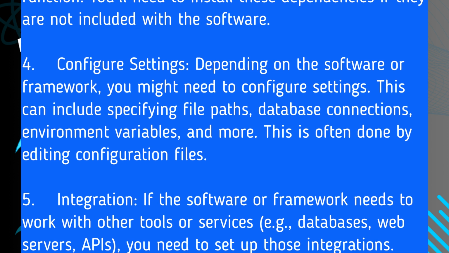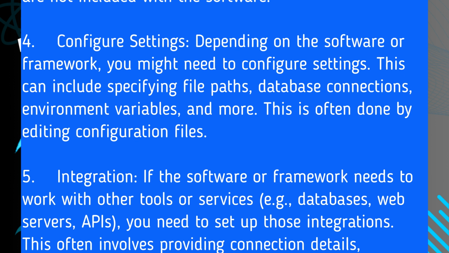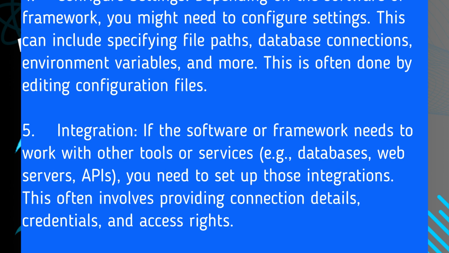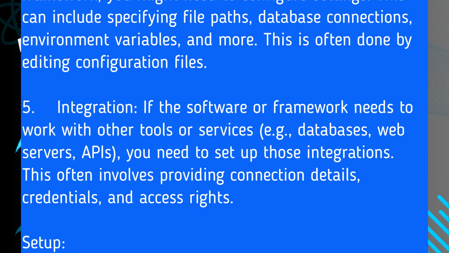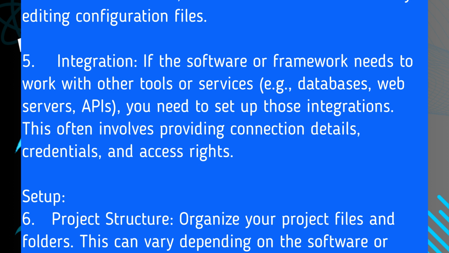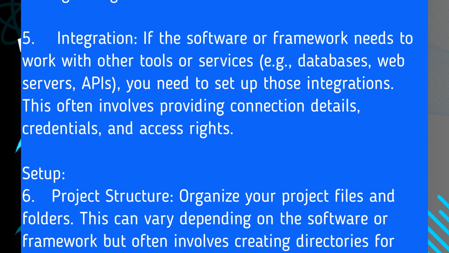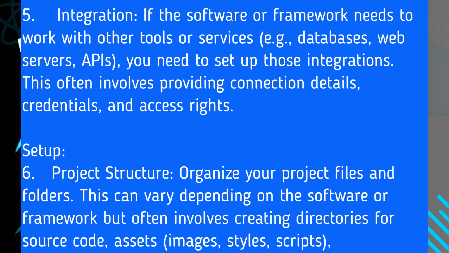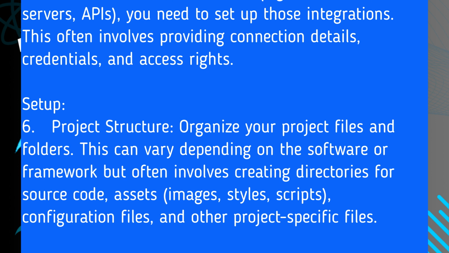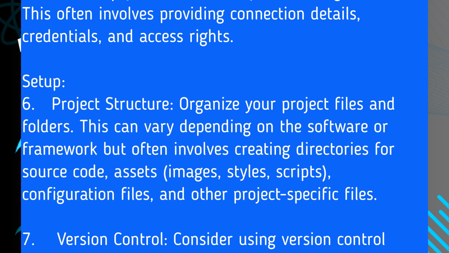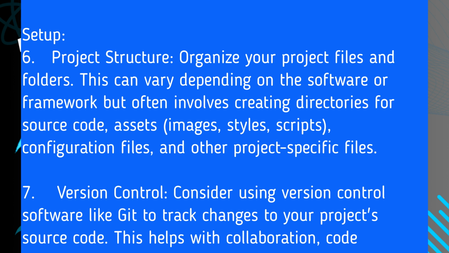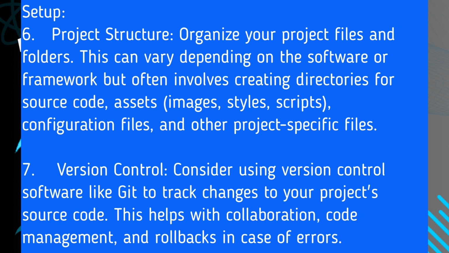5. Integration. If the software or framework needs to work with other tools or services, e.g., databases, web servers, apps, you need to set up those integrations. This often involves providing connection details, credentials, and access rights. Setup. 6. Project structure. Organize your project files and folders. This can vary depending on the software or framework, but often involves creating directories for source code, assets, images, styles, scripts, configuration files, and other project-specific files.